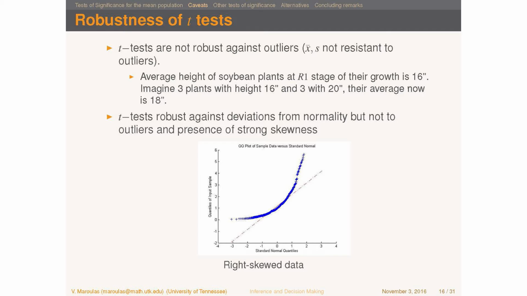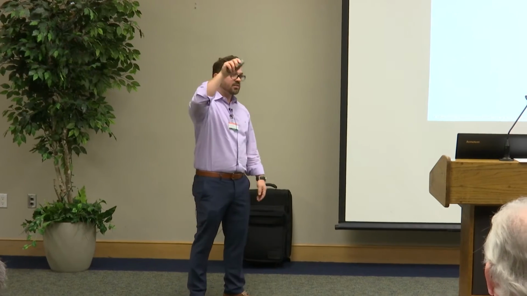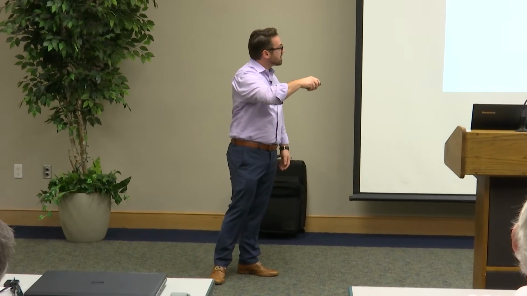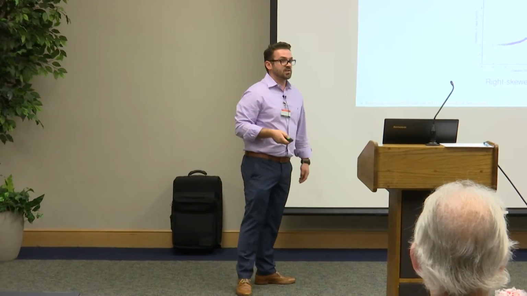if all these blue points, which are your real data, lie along this red line, not perfectly, but with some certain deviations, you could just say that the data is coming from a normal distribution, which is a good thing. Here, that does not happen. You see there is this curve. When this curve exists, we say that the data is right skewed. If it was the other way, you could say that it's left skewed. So the t-test is not robust when skewness exists.